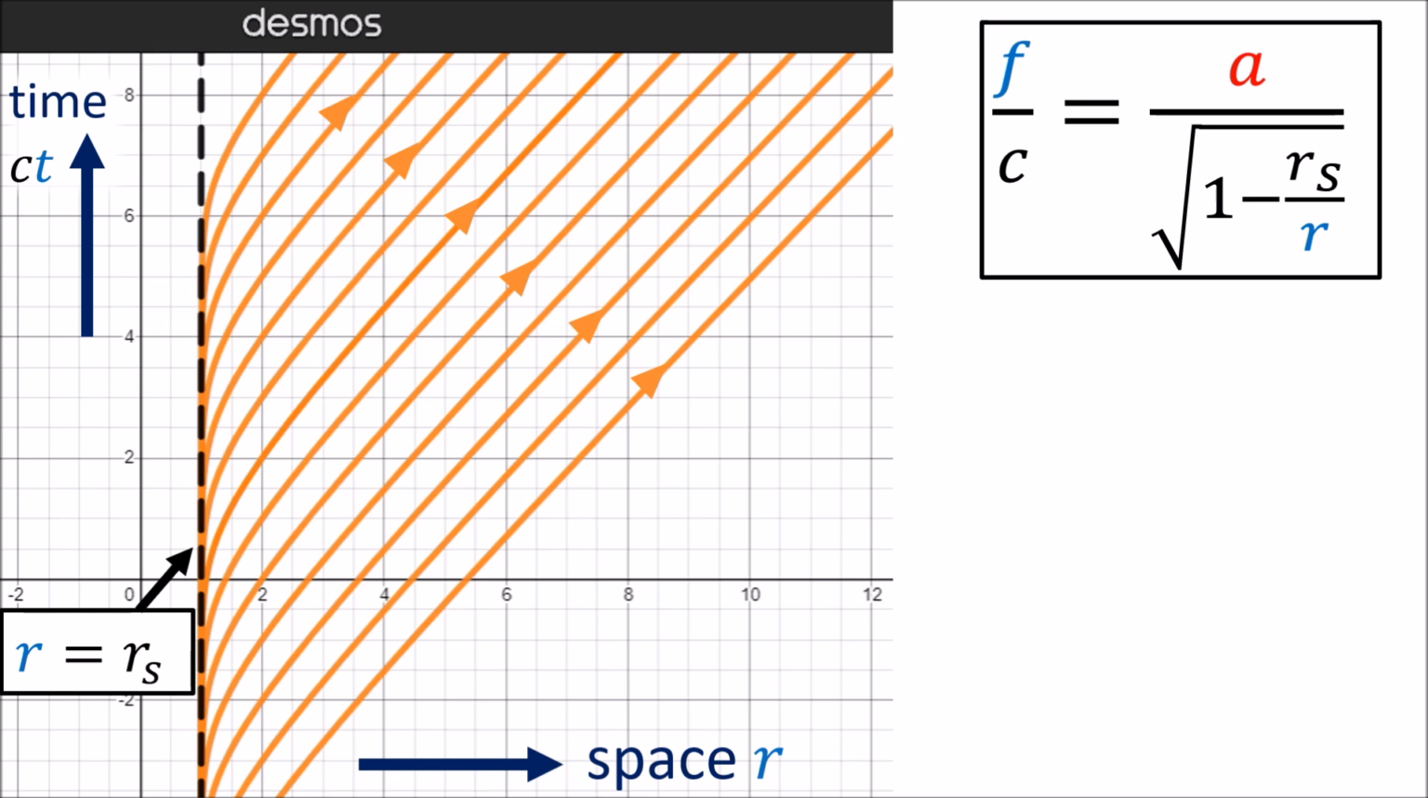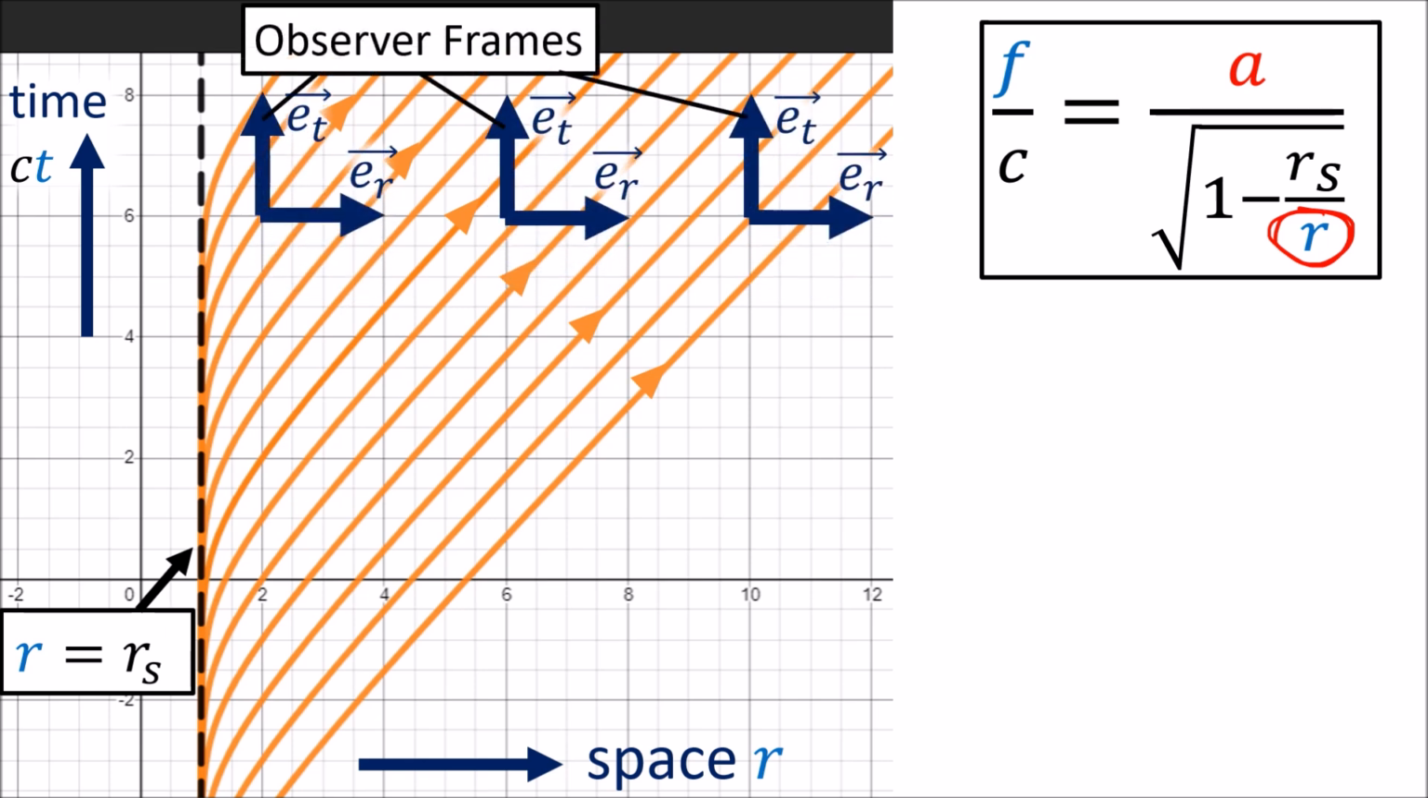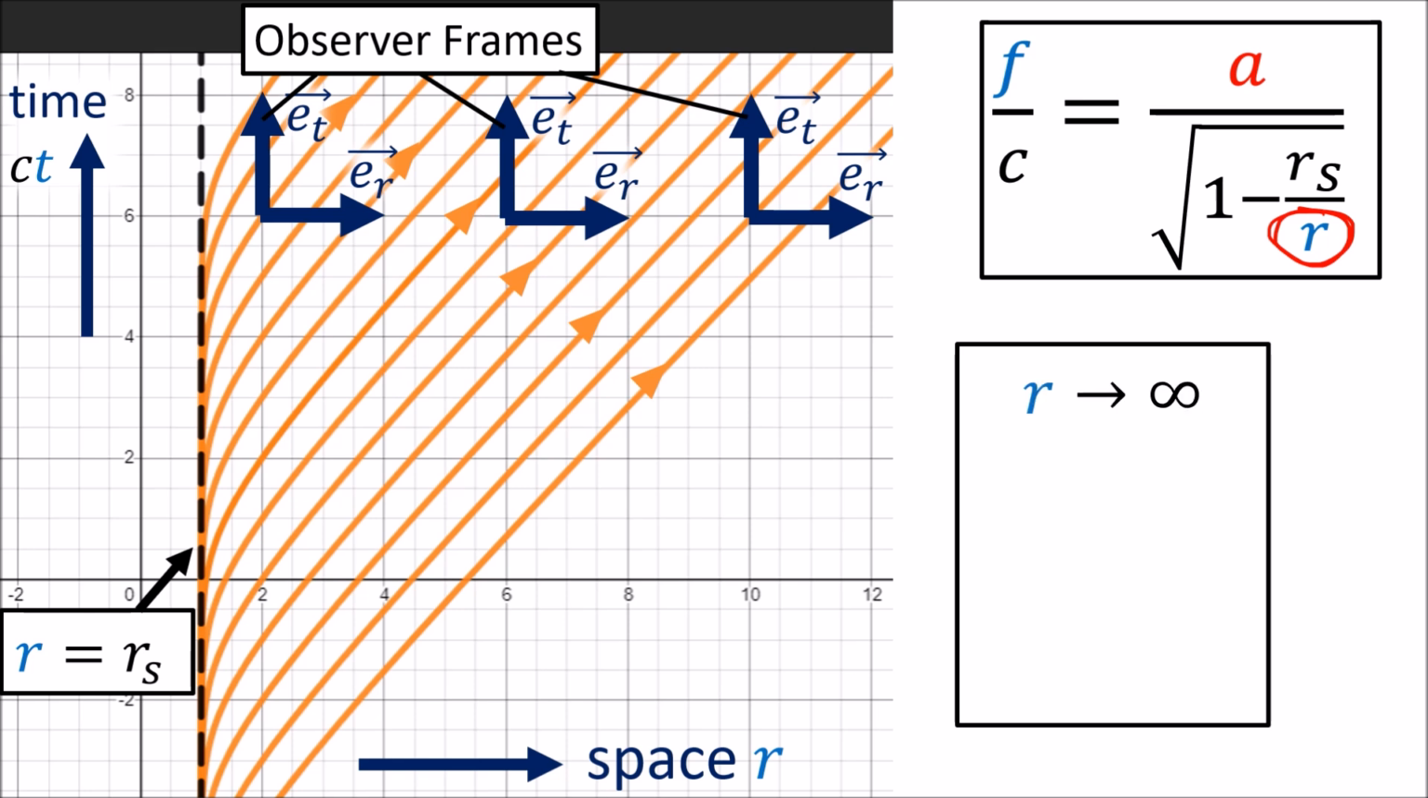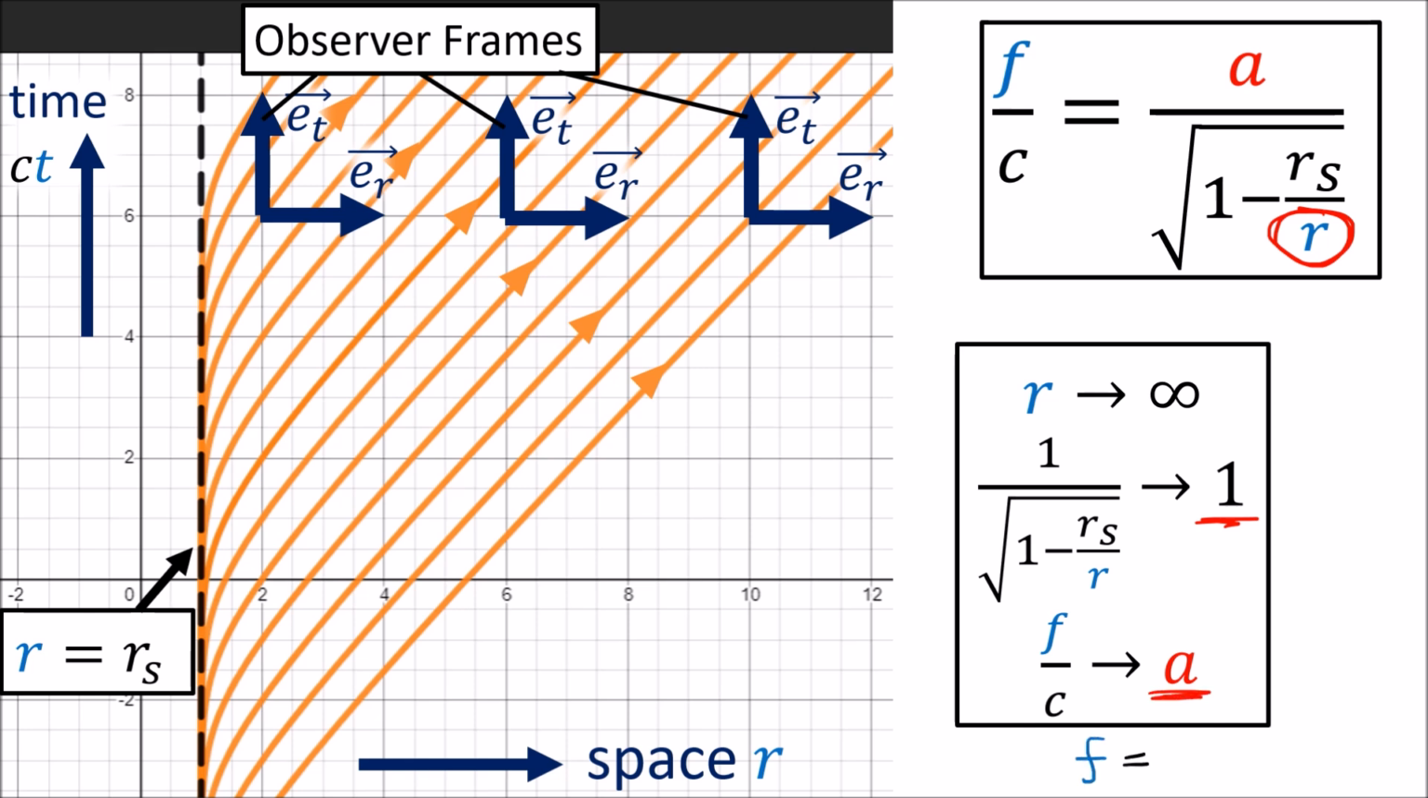So this is the frequency of our light wave, and we see the frequency depends on r. So observers at different r positions will measure different frequencies for a single beam of light, depending on where they measure it. So gravity, which is the curvature of space-time around our mass, does change the frequency of light, depending on where you're observing the light from. If we make r go to infinity, this factor becomes 1, and we get a. So far away from the mass, this beam of light has a frequency of a times c hertz.